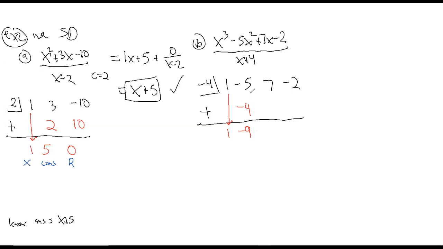Watch your arithmetic. It's very easy to make simple mistakes, of course. Don't rely on calculators to do this baby arithmetic for you. Use your brains. -9 times -4 is going to give us a positive 36. Then we're going to add 7 and 36, which is 43. Then we multiply. 43 times -4 is negative, what's that, 172? Yes. Then we'll add -2 and -172 is -174. That's it. We just did the whole division.